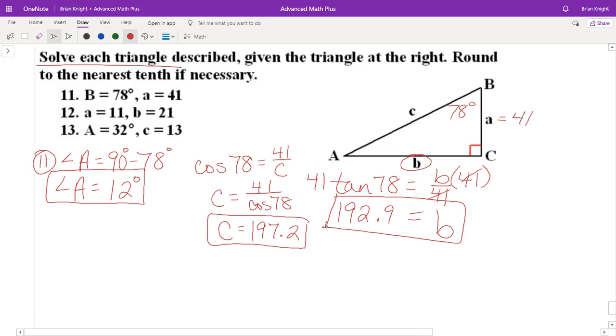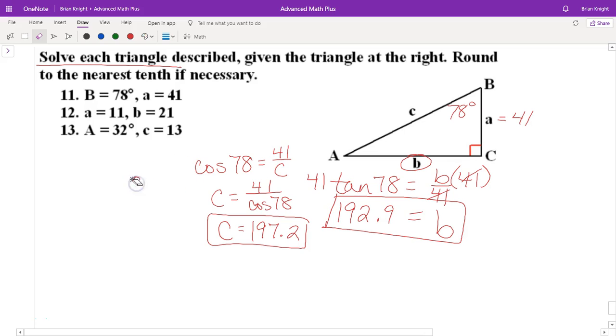Any questions on 11? Everybody good? All right. Let's try 12. 12, do they give me an angle to start off with? No. They do not. Wait, no. You have a 90-degree angle. You do have 90. That's true.